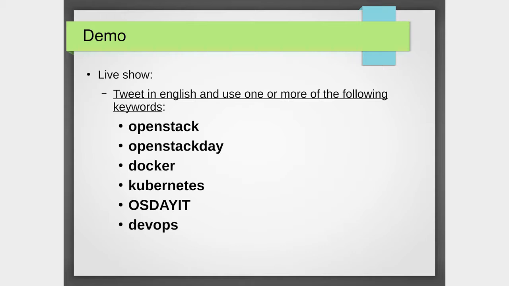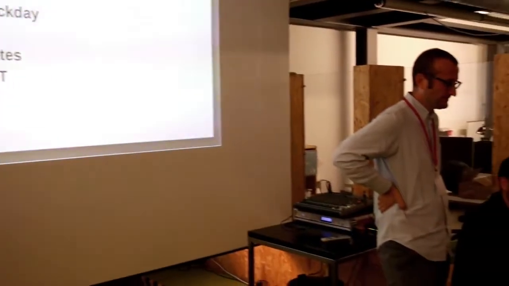But I skipped one important note. So basically, if you have a Twitter account, you can take part in this demo directly. So basically, what we are going to filter from the data stream from Twitter is tweets written in English, using one or more of the following keywords. So you can tweet using one of those keywords, and then you can take part in the demo.